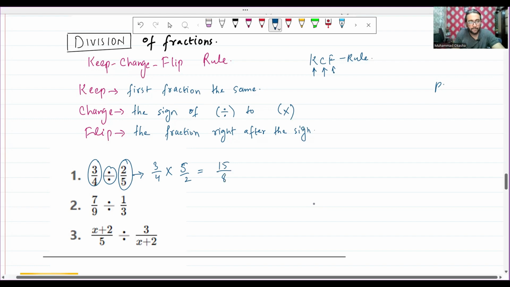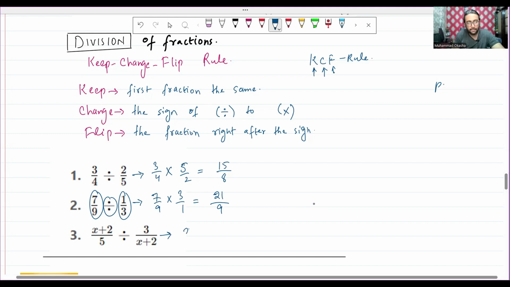Okay. The same thing I'll do over here. I will not change anything in the first fraction, so 7 over 9 stays the same. Division turns into multiplication, and this 2 turns into 3 divided by 1. And top times top, so 7 times 3 would be 21, and 9.